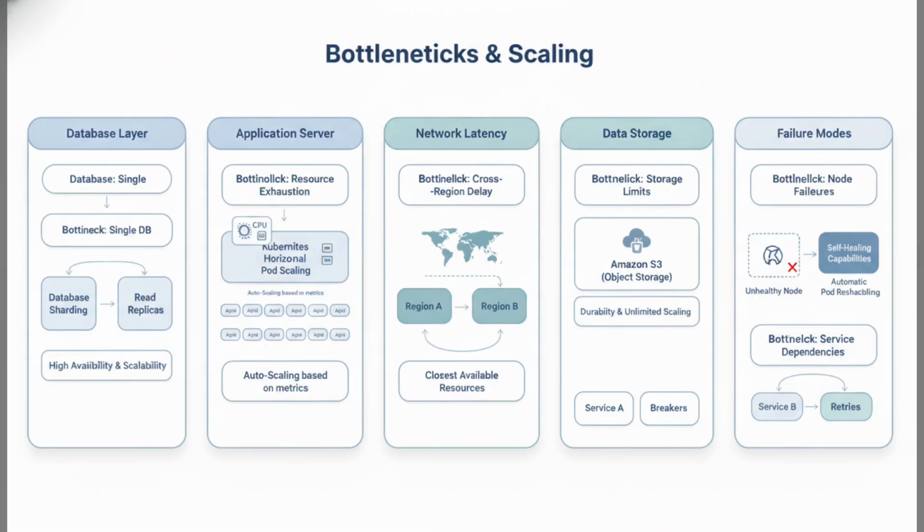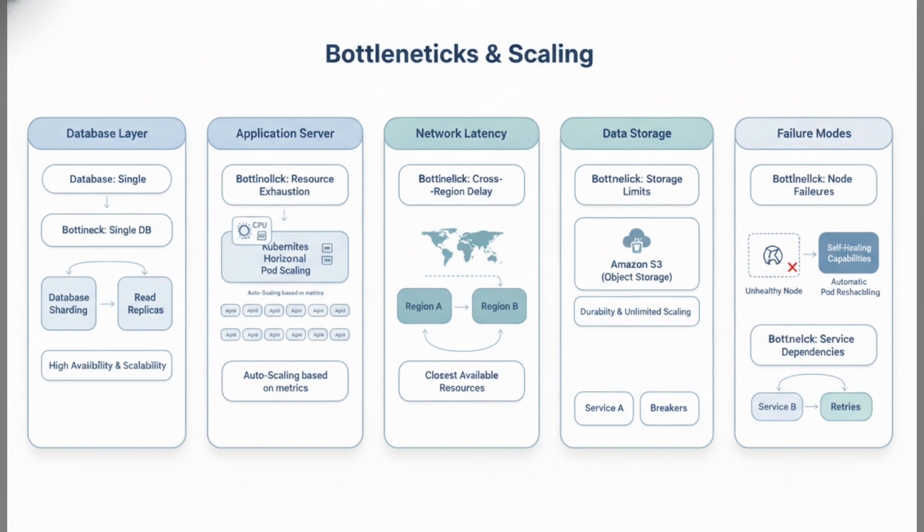First, a significant bottleneck in our system can occur at the database layer. To scale past this, we can implement database sharding and read replicas. This allows us to distribute the load effectively and handle increased read and write operations concurrently. Next, we consider the application server. A potential bottleneck here is resource exhaustion under high load. We can use horizontal pod scaling in Kubernetes to add more replicas of our application instances based on demand metrics like CPU and memory usage.